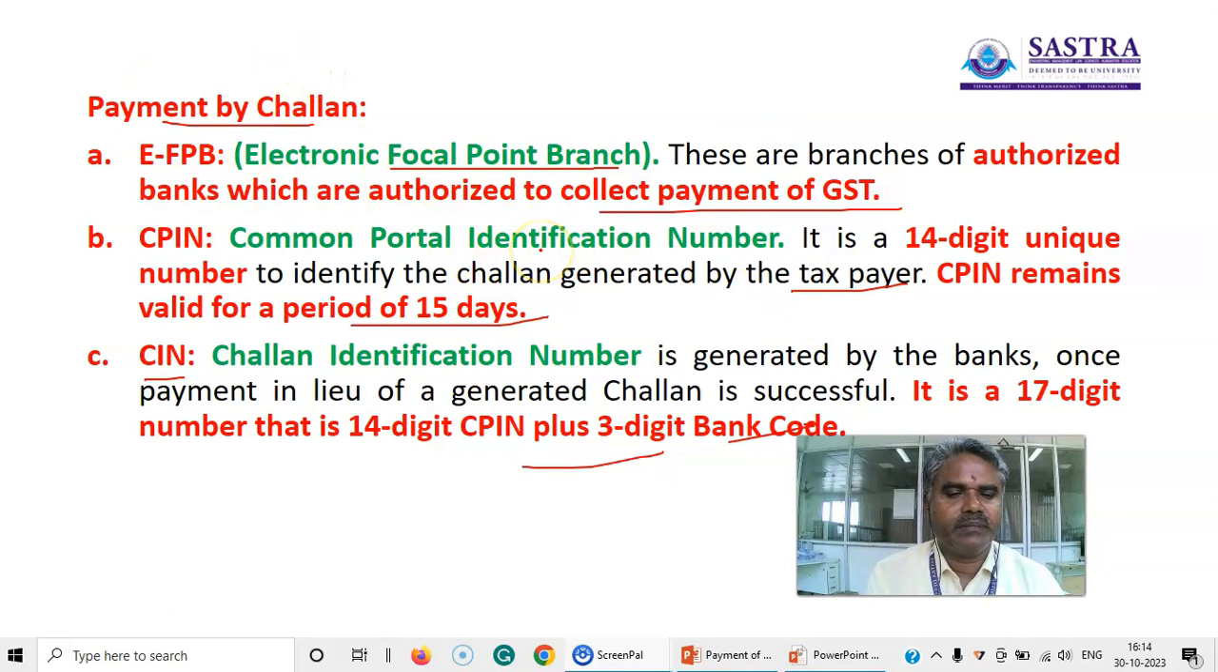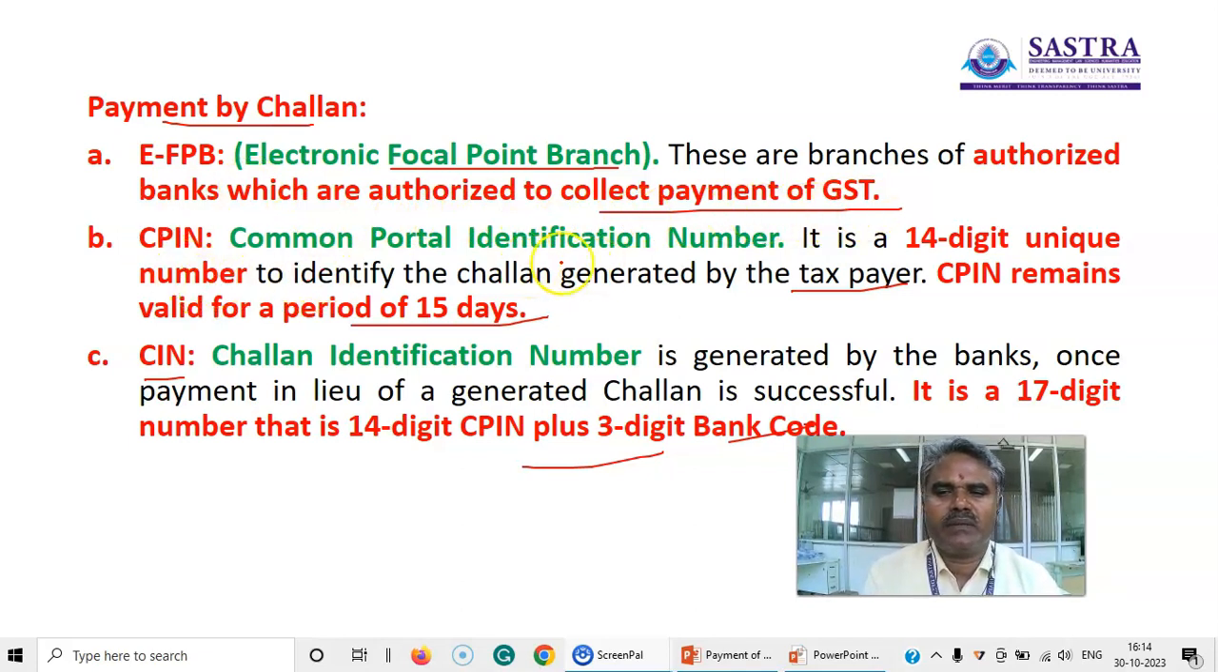A payment should be made by challan only. The challans are EP, EFPP, Electronic Focal Point Branch. These are branches of authorized banks which are authorized to collect payment of GST.